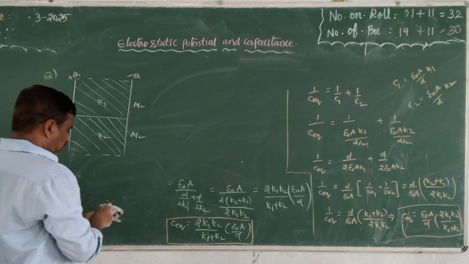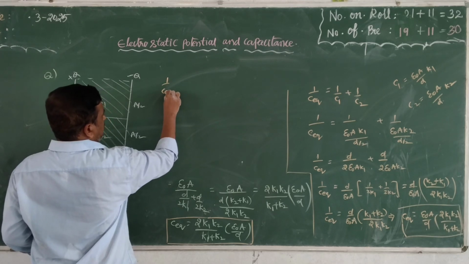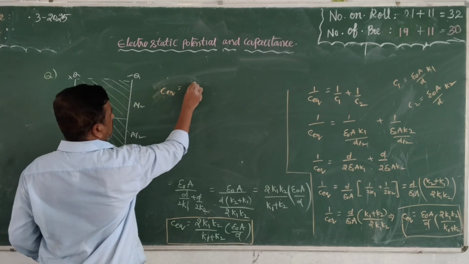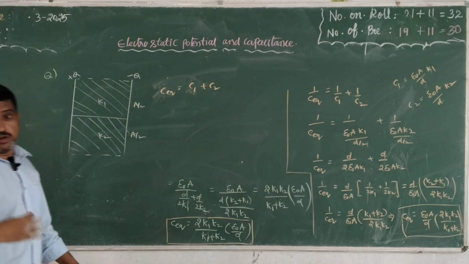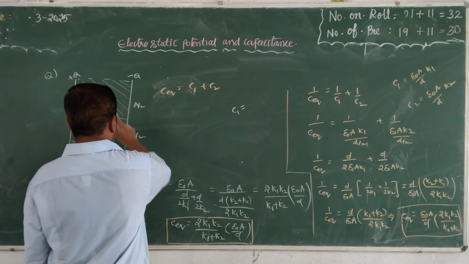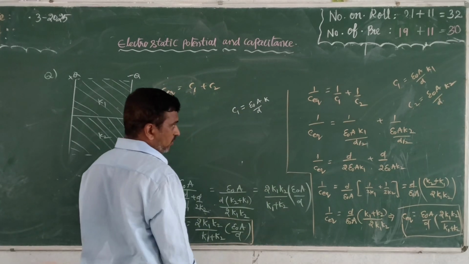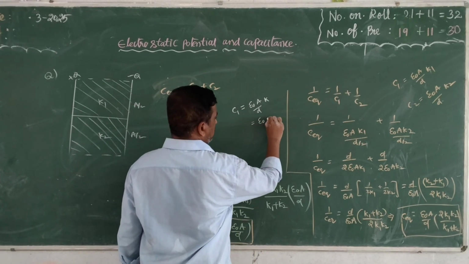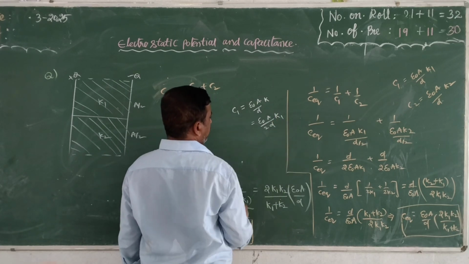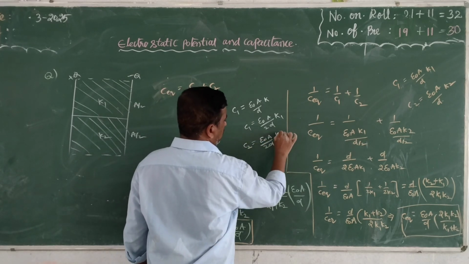See here, what can we write now? If I use 1 by C equivalent equals 1 by C1 plus, sorry, no need. So C equivalent equals C1 plus C2. Why? Because they are parallel plates, so parallel capacitors. C1 we can write as epsilon naught A by d into K, actually the formula. So here epsilon naught A means A by 2: C1 is epsilon naught A by 2d K1, and C2 is epsilon naught A by 2d K2.